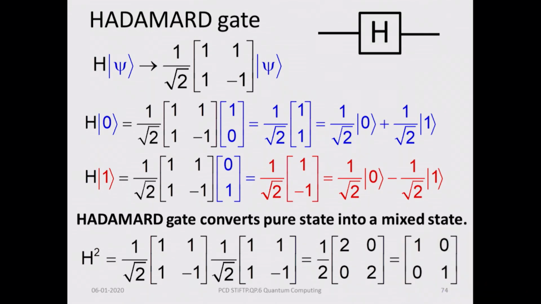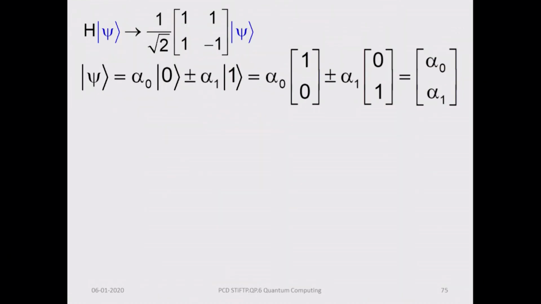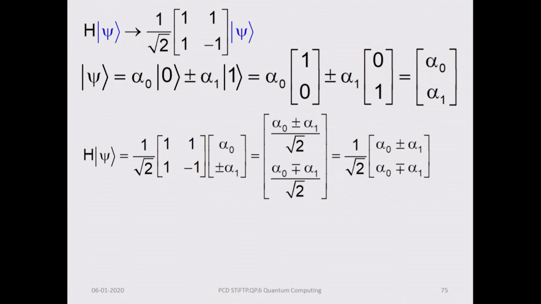But then if you do it twice, you get the unit operator. Okay, so this is really amazing. So, you randomize it, you generate superpositions, and then you put it through a Hadamard gate and you can get pure qubits. Okay. So, this is what the Hadamard gate does to a quantum qubit.